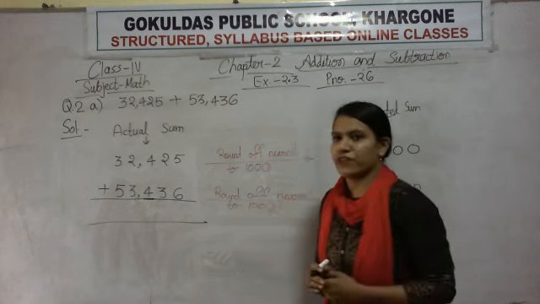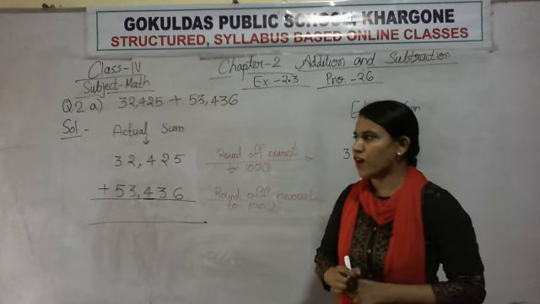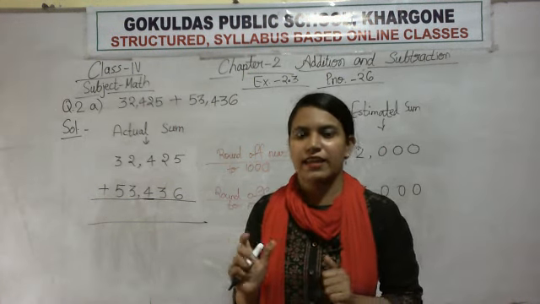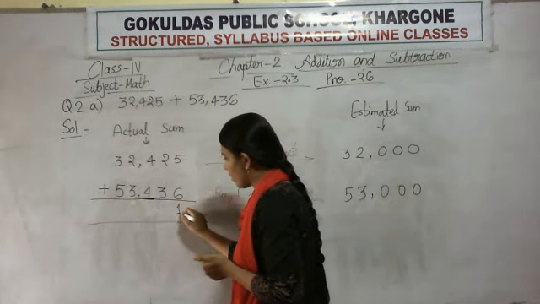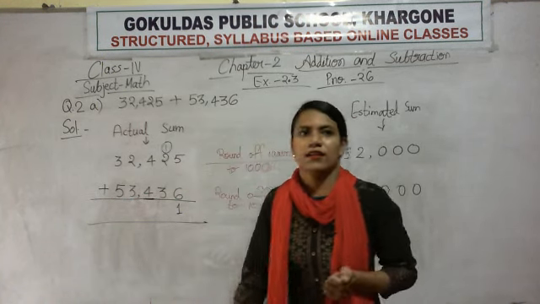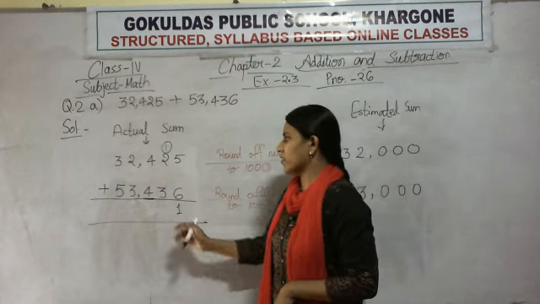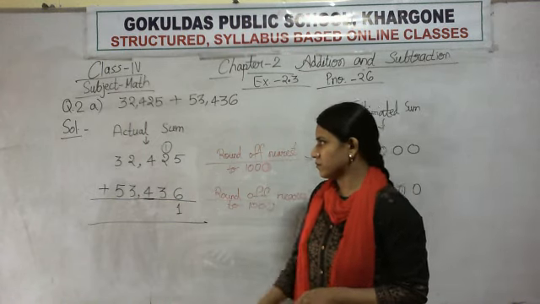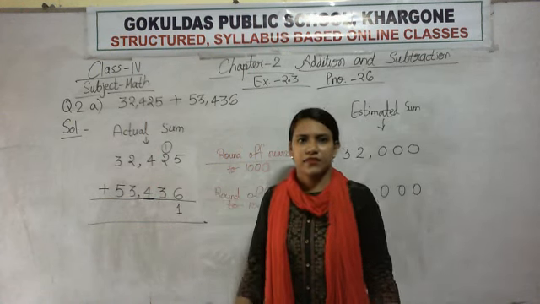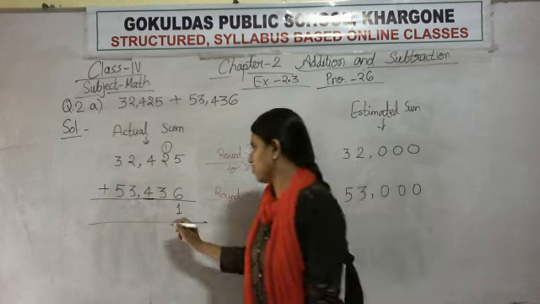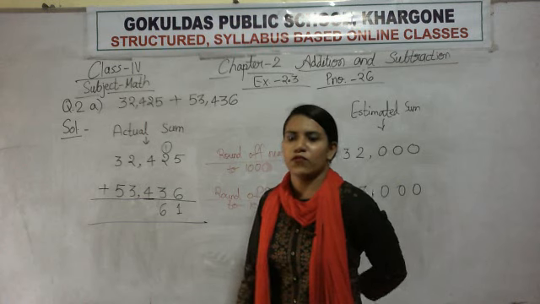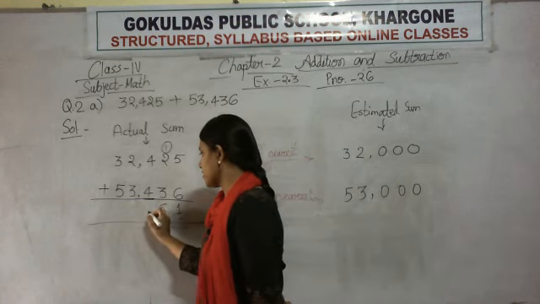5 plus 6. Count 5 plus 6: 6, 7, 8, 9, 10 and 11. So you will write 1 over here in the ones column and the other 1 is regrouped with the next column. Now add the digits in the tens column. 1 plus 2 plus 3. 1 plus 2 is 3 and 3 plus 3 is 6. Now add the digits in the next column. 4 plus 4 is 8.